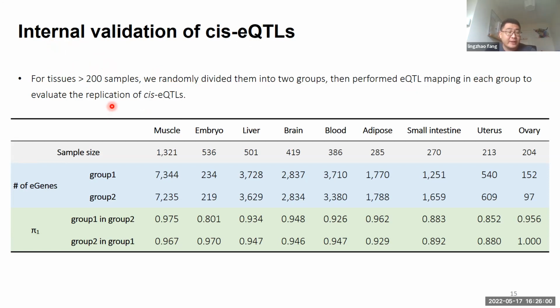And we calculated the pi1 statistic to measure this replication rate. In general, these values range from 0 to 1. If it is close to 1, that means you did a good job. So across all these tissues, you can see these numbers are quite large, close to 1, which shows we did a good job, at least for internal validation, especially when the tissues have a larger sample size, like muscle.